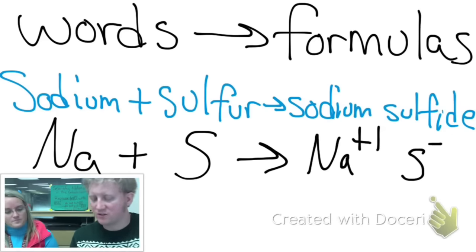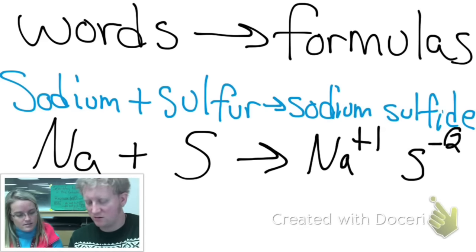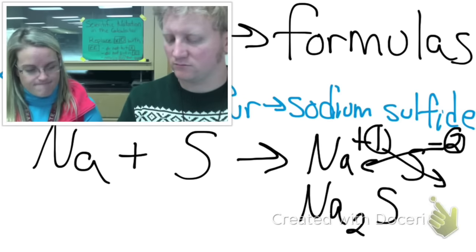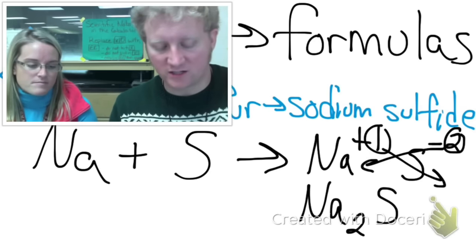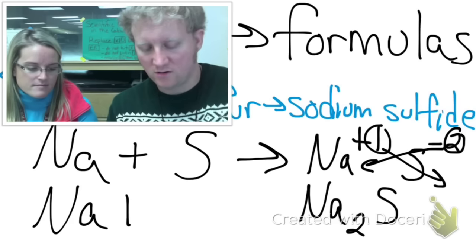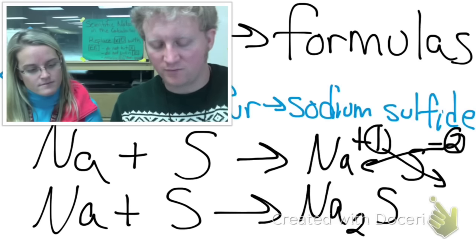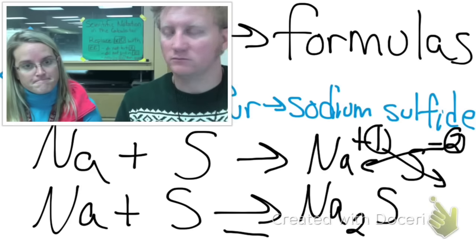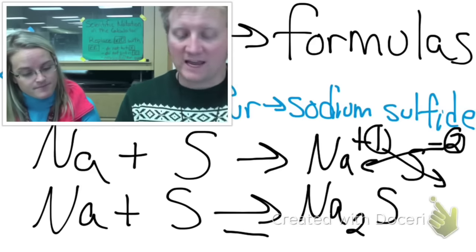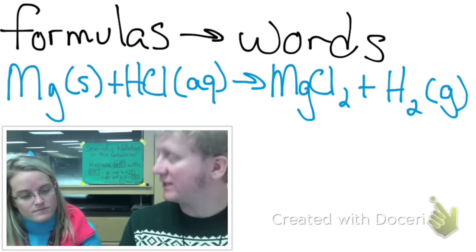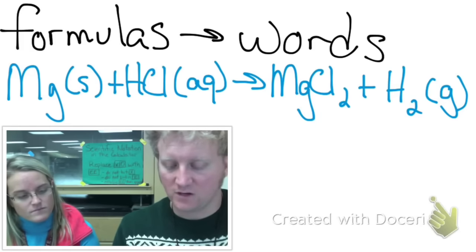If we crisscross, we can bring our charges down, so we've got Na2S. If we want to write that out so it's all nice and clean, we'll just rewrite this. So, sodium plus sulfur yields sodium sulfide, Na2S. That's really easy. Well, and we can go the other way also. We can take the formula and write it into a regular sentence.